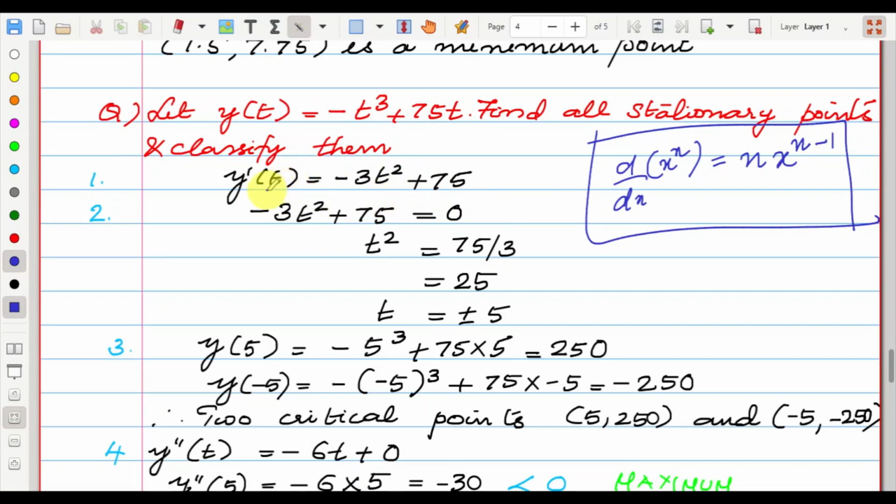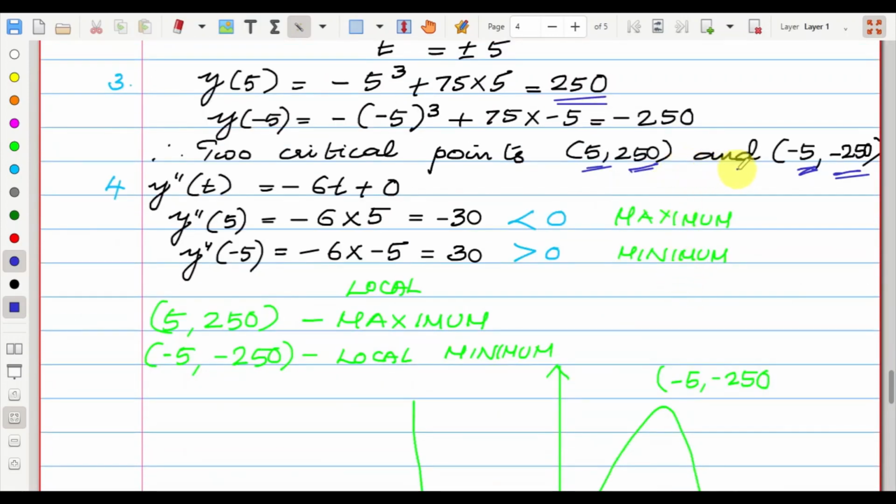After differentiating, we need to equate it to 0. That is the second step. From this we will get the value of t. Then substitute the value of t in y of t to get the value of y. Here we got two t values, so we get two critical points, one with 5 and the other with minus 5. Substituting 5 in minus t cube plus 75t, we get 250. Substituting minus 5, we get minus 250. So our critical points are (5, 250) and (minus 5, minus 250).